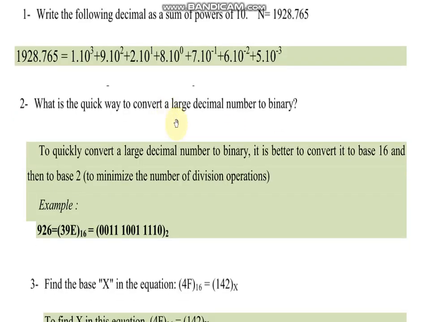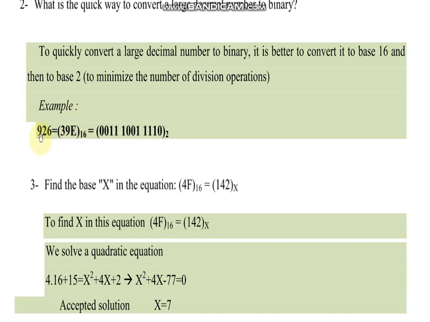What is the quick way to convert a large decimal number into binary? We can use the hexadecimal, and from hexadecimal to binary we use the direct method. So we minimize the number of division operations. We take an example, 926. We start by successive division by 16 and we get 39E. And from this value to binary, we use the second table seen in the lesson.